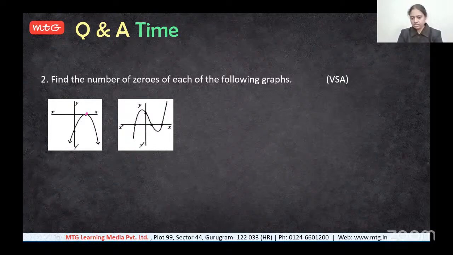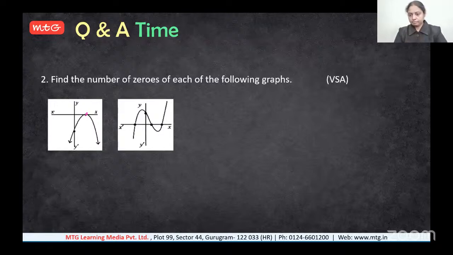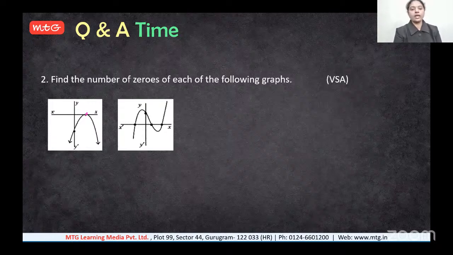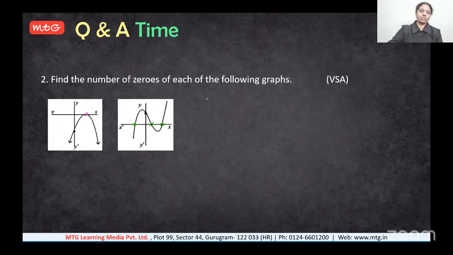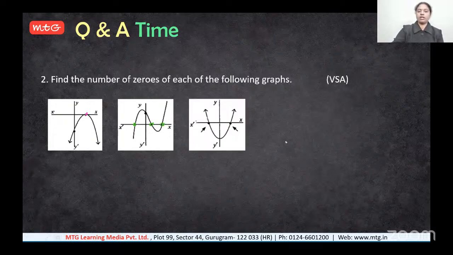So how many zeros does this polynomial have? Perfect, very good. Quick and instinct answers. So yes, here it is intersecting the x-axis at 3 different points. Here you can see 1, 2, and 3. So it has 3 zeros. Perfect. The next one. How many zeros does this have?